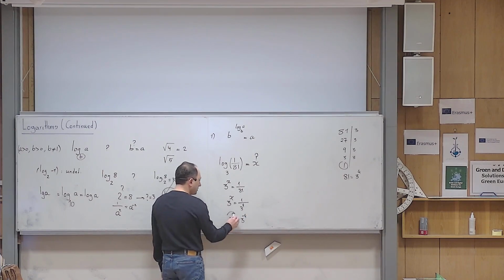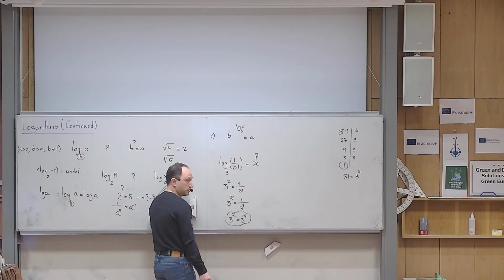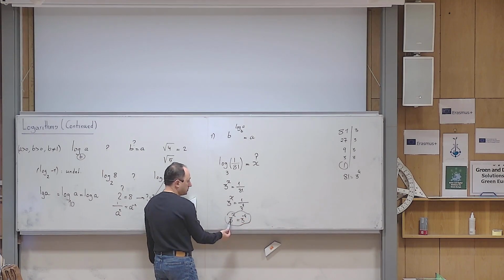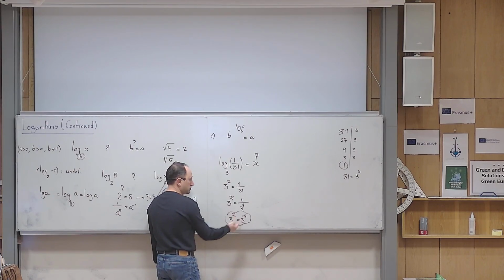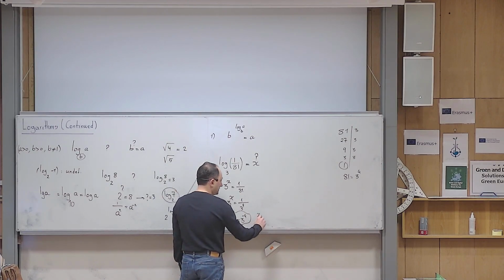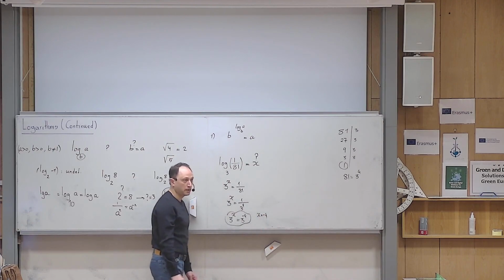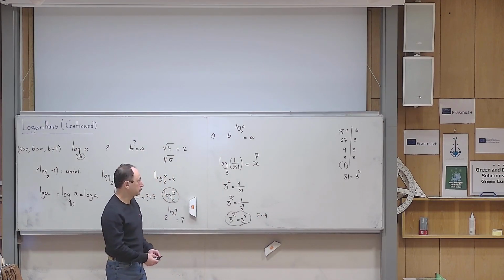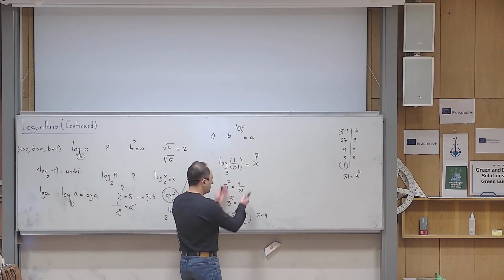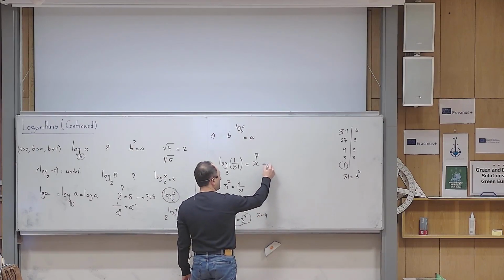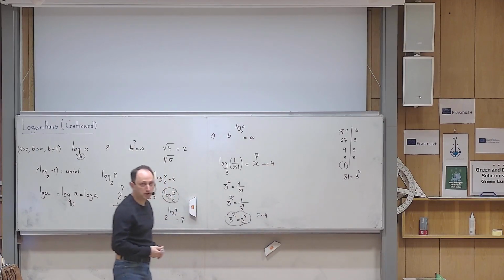And now it is not hard to see what x is, because on the one hand, these two numbers should be equal. On the other hand, they are powers of 3, yes? The exponent here is x, the exponent here is minus 4. They are supposed to be equal. This cannot happen unless x is minus 4. And that is exactly the number I was looking for. That is my question mark. So this process will give me that the answer to this logarithm is exactly minus 4.